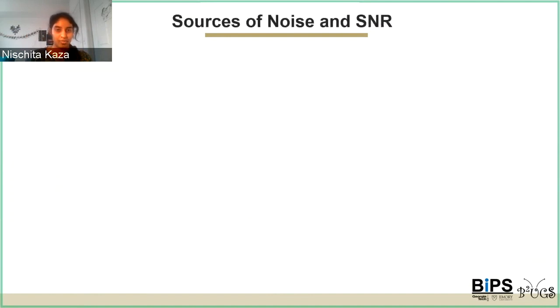Okay, so now we talked about a really important factor, that is just being able to sample and correctly represent the images. Now let's look at the possible sources of noise in the image and something known as the signal to noise ratio.